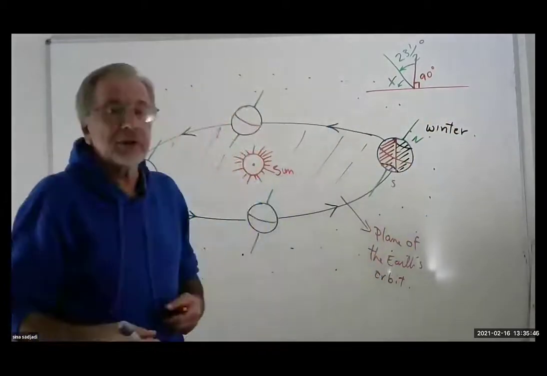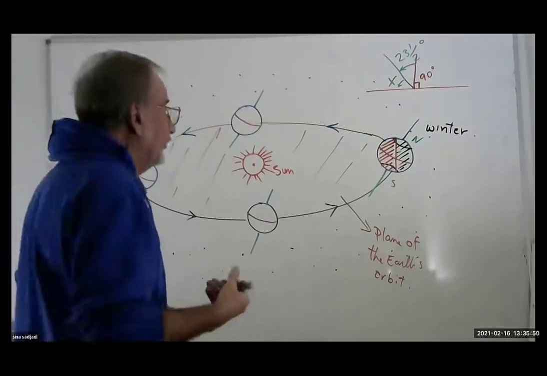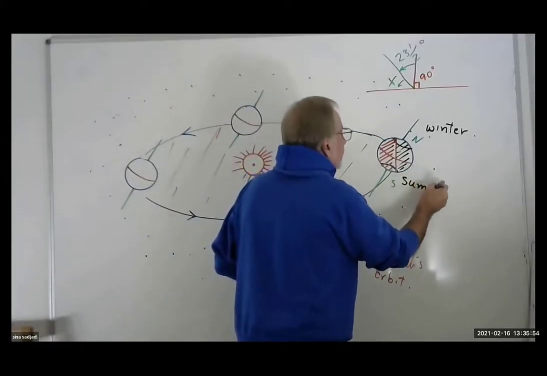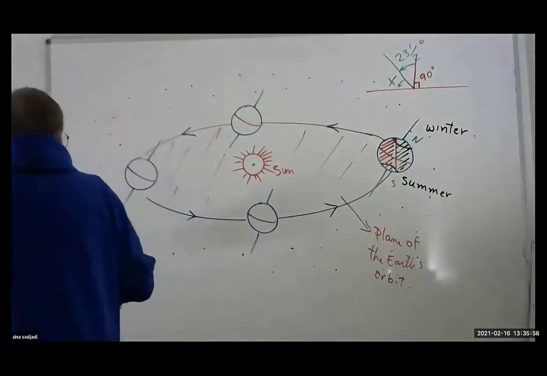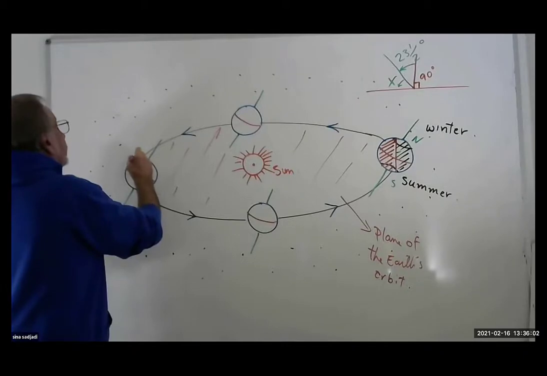Is the South Pole getting light or dark? Yes, it's getting light. So that's the time we have summer here. Very good. Now let's go 6 months later. We'll do the same thing. We'll have half the Earth get the light.